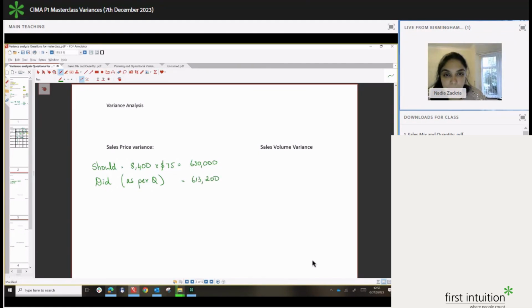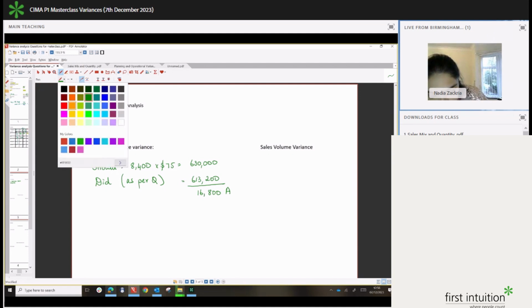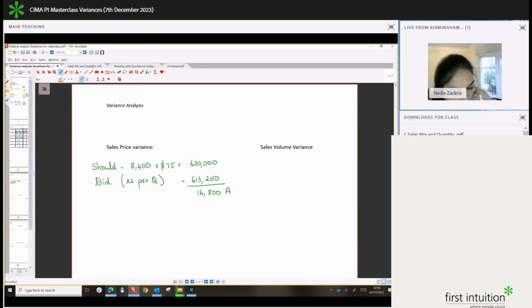$613,200. The difference between them is 16,800. We earned less, therefore it's an adverse variance. Right? Let's think about our volume variance then. We should have sold 8,000 according to our budget. Should is always budget. Did is always actual.